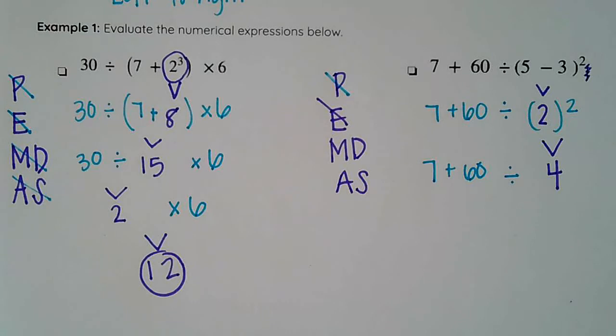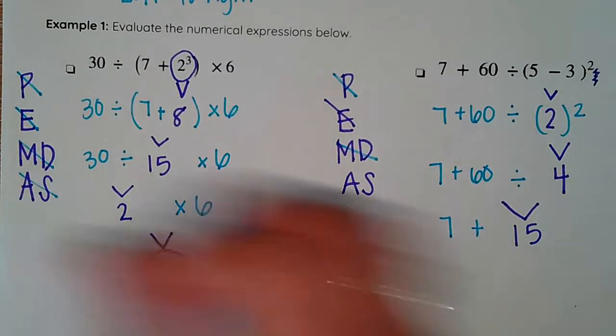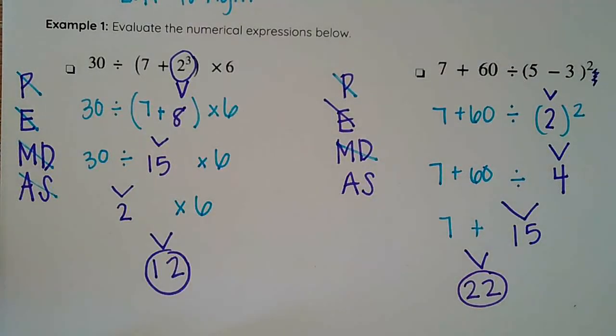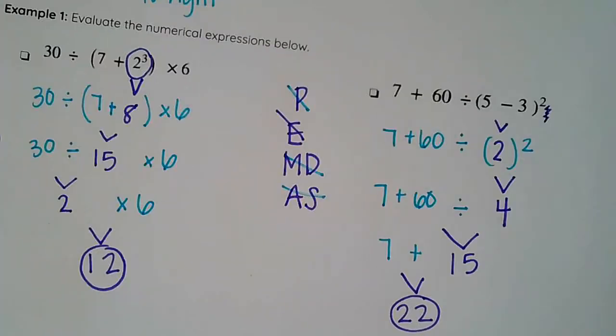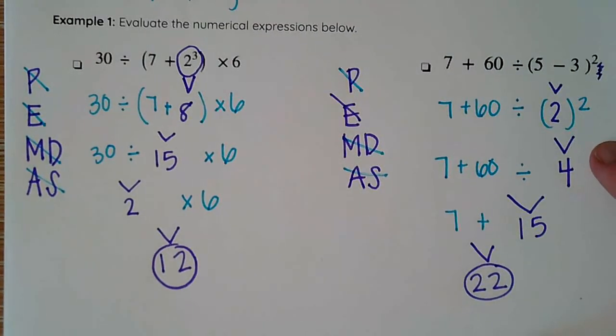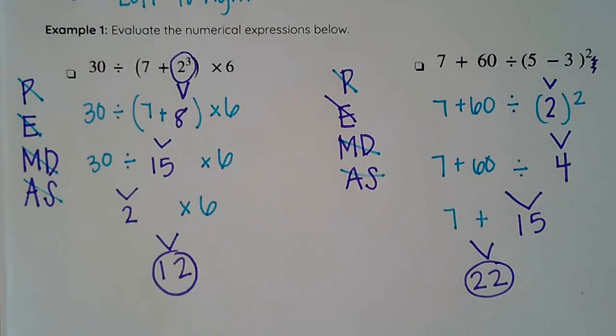Next up, I have multiplication and division. Here I only have division. 60 divided by 4 is 15. Again, I bring everything else down. I'm done with my multiplication and division. I add and subtract last. I only have addition, leaving me with a value of 22. So the value of this expression is 22. So we follow these steps in order every single time. We pay attention a little bit more carefully to those exponents and evaluate those exponents as we normally would, just within this larger expression.